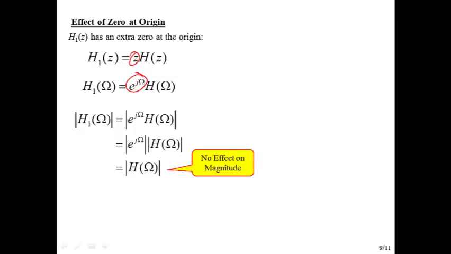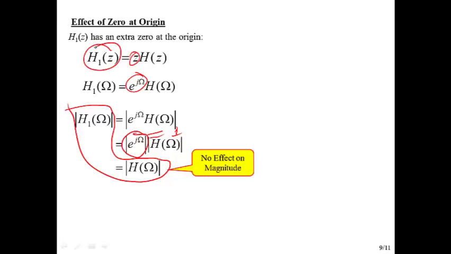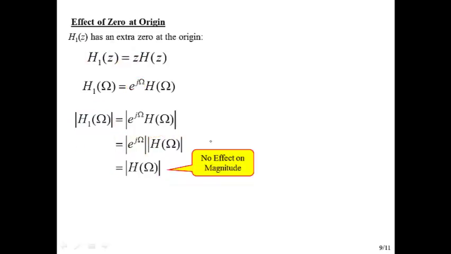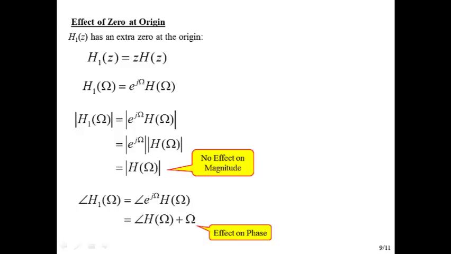Now we take the magnitude of h1, and so we get the magnitude of this whole thing here, but the magnitude of a product is the product of their magnitudes, and the magnitude of this thing is equal to 1, so that goes away. So now we have that those two filters have the same magnitude, even though h1 has an additional zero at the origin. So that proves that the extra zero does not change the magnitude, but it does change the angle.